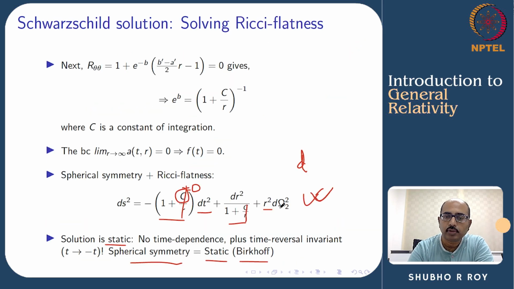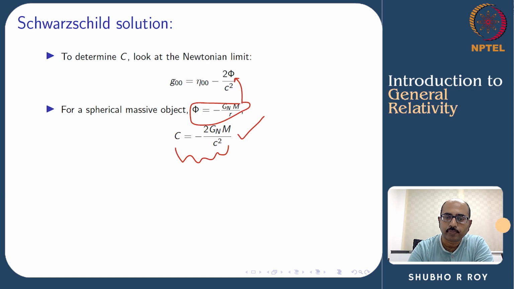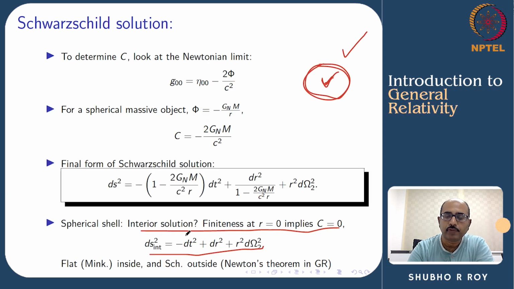If C is 0, as you can see, this is just Minkowski, not in Cartesian coordinates, but in the spherical polar coordinate system. So for the spherical shell or hollow sphere, the solution for the outside is the Schwarzschild solution, where m is the mass of the shell, and inside the metric is Minkowski. So this is the case for the hollow shell: Minkowski inside, Schwarzschild outside. Now, this is a generalization of Newton's theorem in Newtonian gravity, a theorem most of you have read.